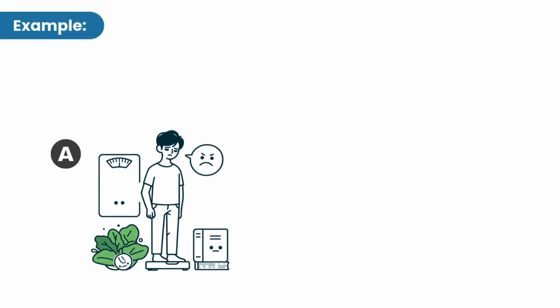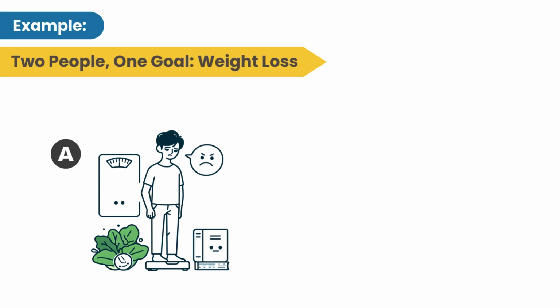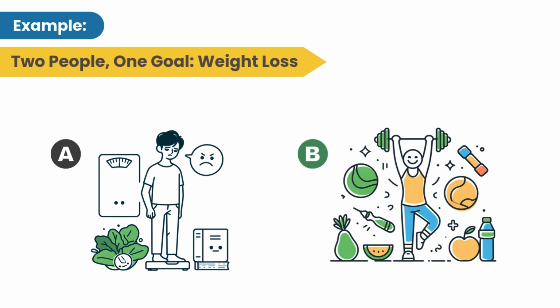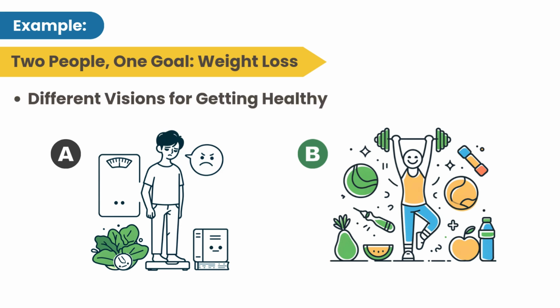Okay, Sunny, let's use something everyone can relate to. Wanting to lose weight. Let's imagine two people, person A and person B, who both decide they want to lose weight, but they have different visions about why and how. Perfect. Losing weight is definitely something most people have thought about. So, let's see how our levels of perspective framework applies to person A and person B. Let's start with person A.